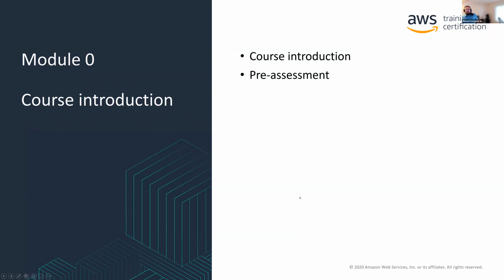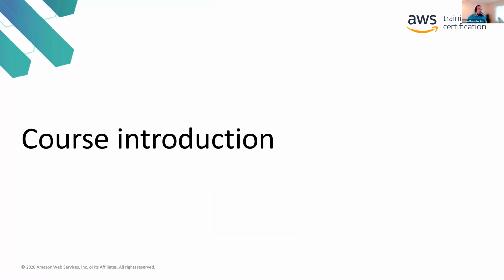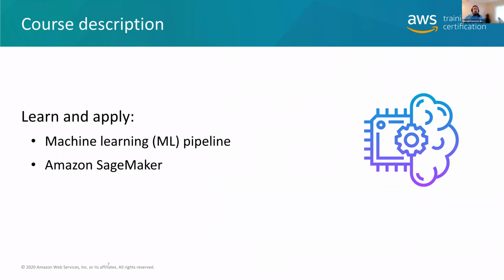So module 0, course introduction. Let's talk about this, because this is going to lay out what we're going to be looking at for the next couple days. The main idea here is that we want to learn and apply the machine learning pipeline mainly to SageMaker.